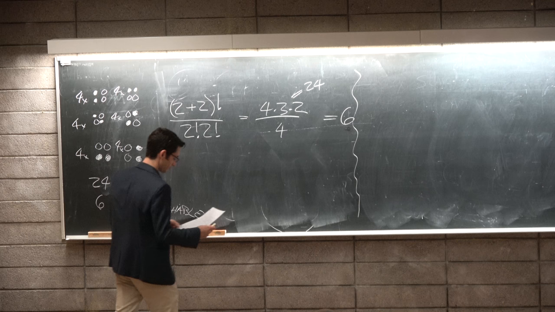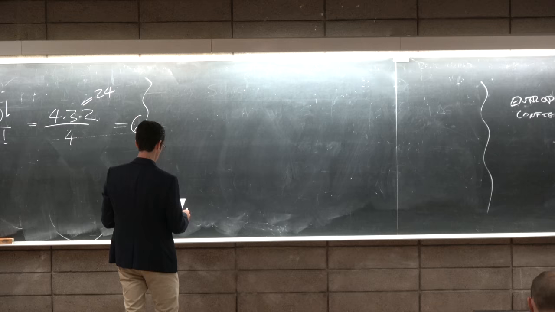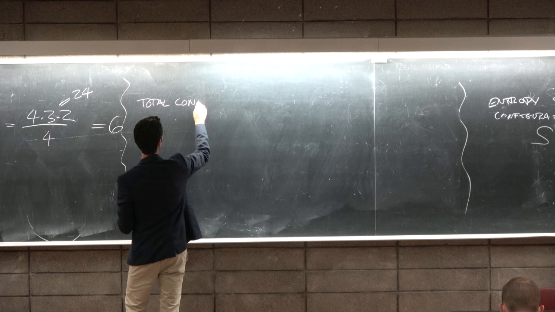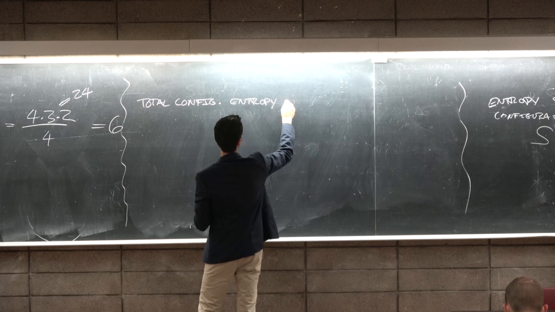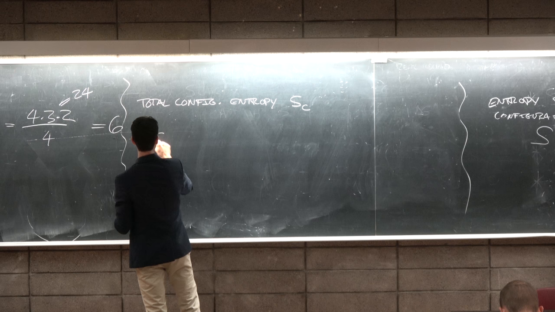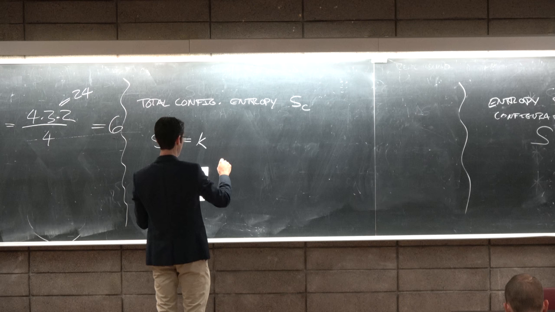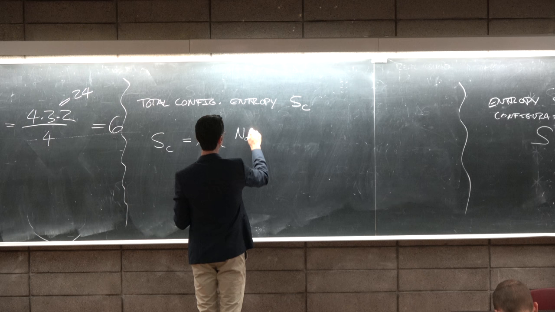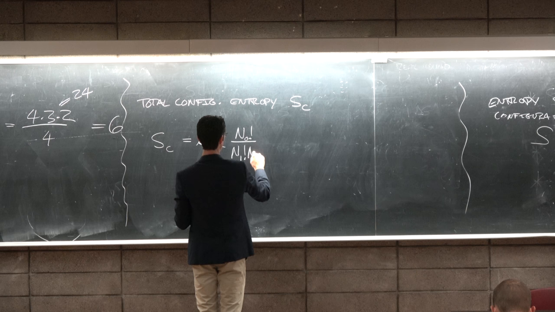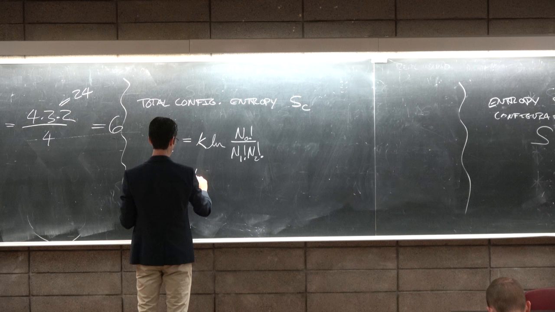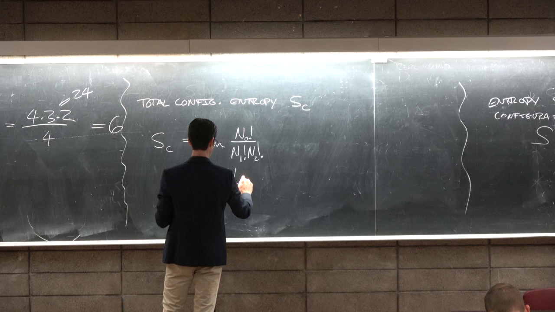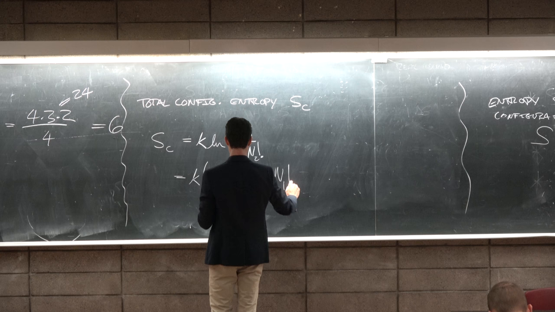Okay, so the total configurational entropy of the mixed system, and we'll call this S sub C, is S sub C in the mixed state is K times natural log of omega, and omega is N naught factorial over N1 factorial N2 factorial. And by rules of logs, we have K times natural log of N naught factorial minus natural log of N1 factorial minus natural log of N2 factorial.